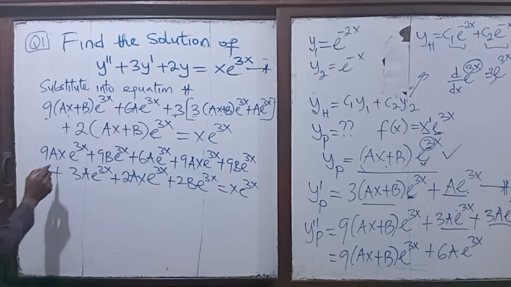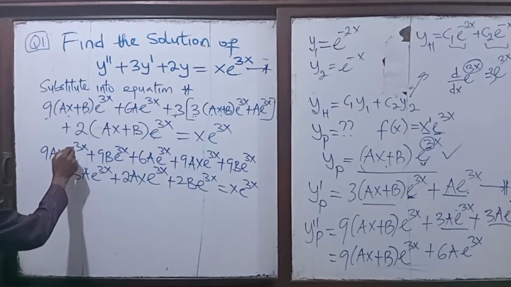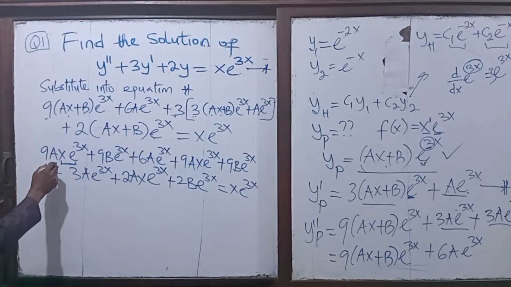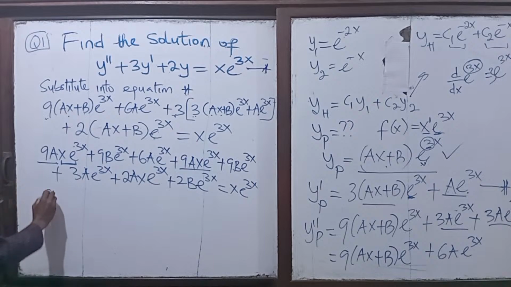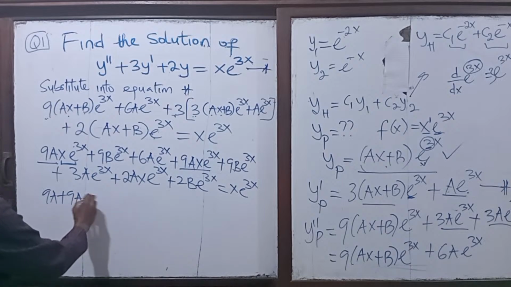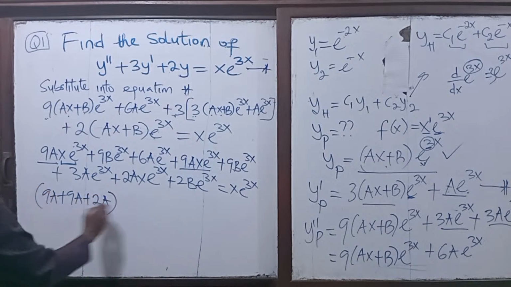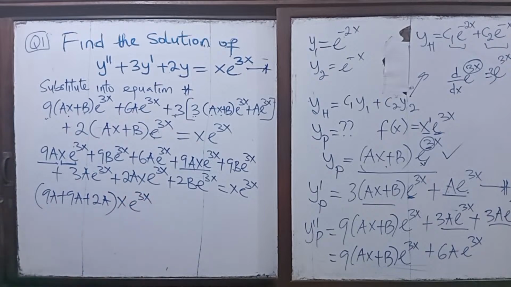So we can group all these terms with e to power 3x. We can group them together. One is here, one is here, one is here, making 9a plus 9a, where again plus 2a, close the brackets, and that will be e to power 3x. So that's giving us 20a.